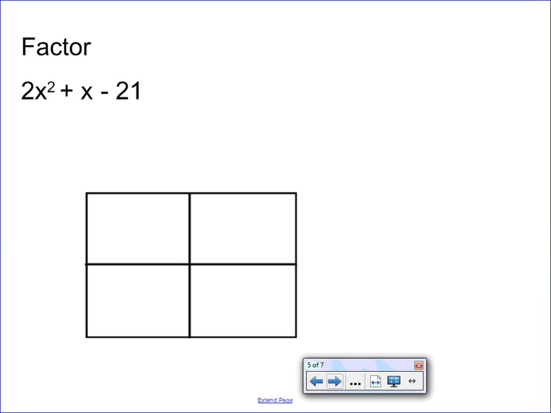Okay, let's try a couple more. I got 2x squared plus x minus 21. So let's look again. I know that this box right here is going to be a 2x squared. I know that this is going to be a negative 21.